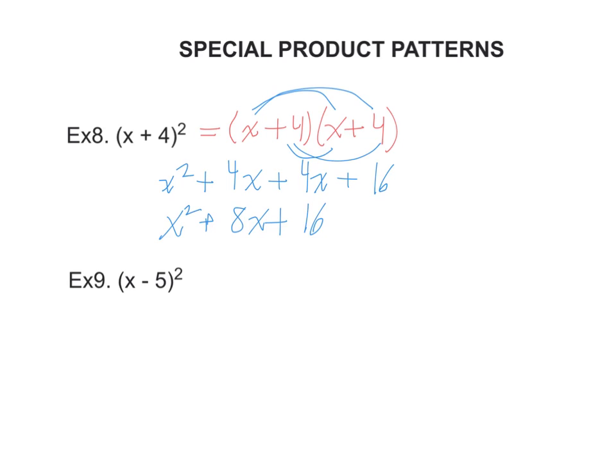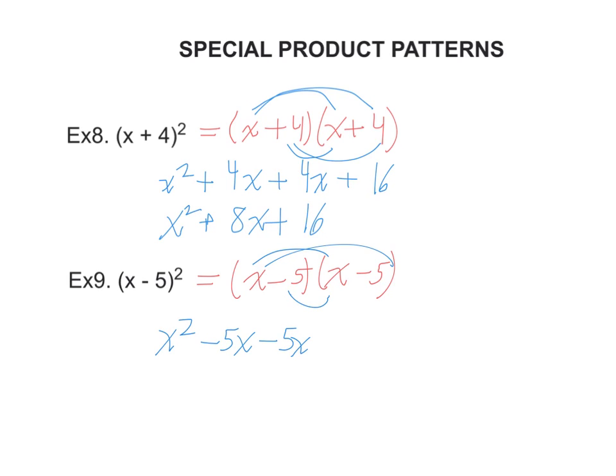Look at the next one, x minus 5 quantity squared. That really means x minus 5 times x minus 5. When we do the FOIL process to this one, I get x squared minus 5x minus another 5x plus 25. Here again, that middle term got doubled. Negative 5 times 2 comes out to be negative 10. Just some special things happening.